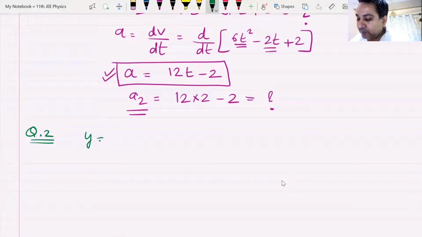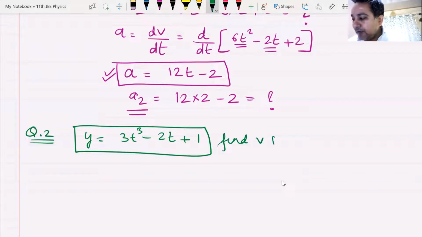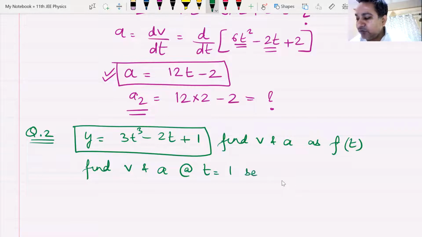Okay. Y, which is the particle moving along y-axis. Y is given as 3t cube minus 2t plus 1. A particle moving along y, its position is given by this. Find v and a as a function of time. Find velocity and acceleration at t is equal to 1 second. Can you do this for me?